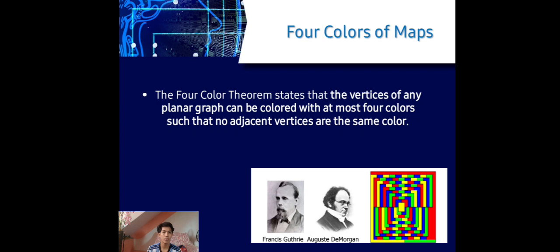So, last is the four colors of maps. The four color theorem states that the vertices of any planar graph can be colored with at most four colors, such that no adjacent vertices are the same color.